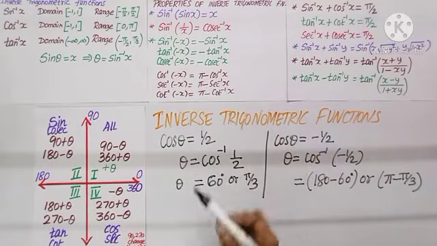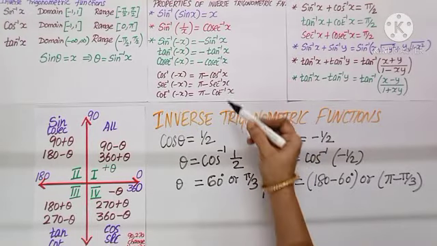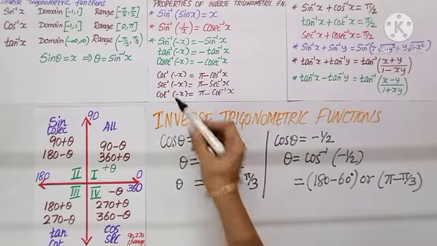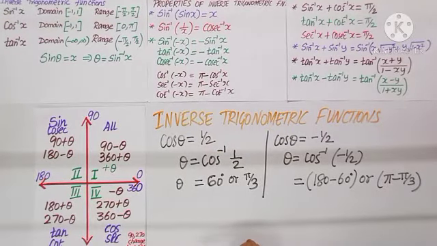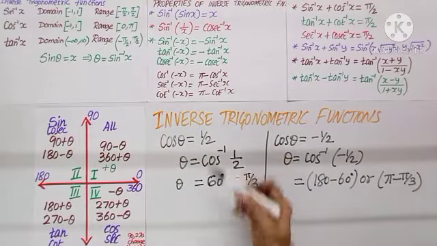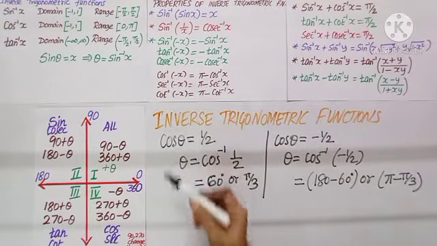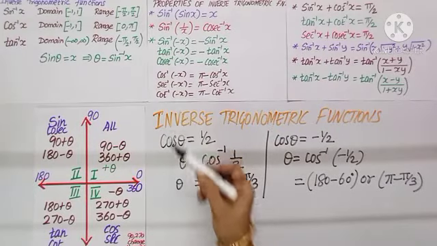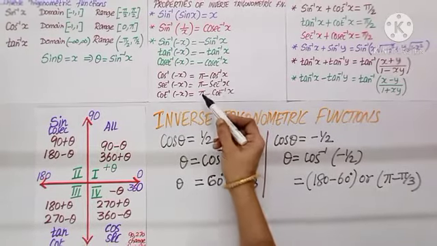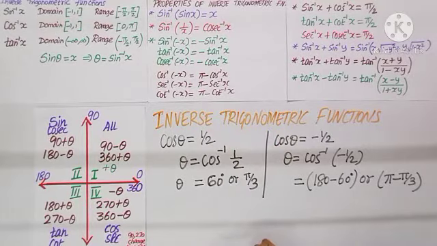Is it only for cos inverse? No. The same idea we use for secant inverse as well as cot inverse. So cos inverse of minus x is pi minus cos inverse x, secant inverse of minus x is pi minus secant inverse x, and cot inverse of minus x also we use pi minus cot inverse x.